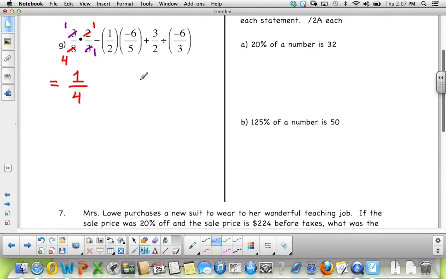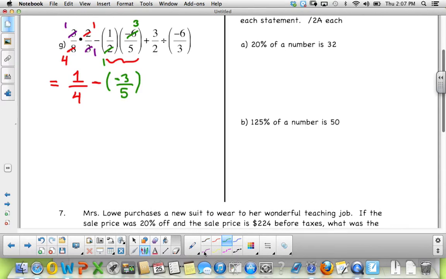And I'm going to bring my work down. Next thing I'm going to do is bring down this minus sign that I see here, and I'm going to do this multiplication next because that's what I see working left to right. Again, I'm going to reduce before I multiply. 2 goes into 2 one time. 2 goes into 6 3 times. And there is a negative here. I'm going to keep the parentheses because I have double signs. 1 times negative 3 is negative 3 over 1 times 5 is 5.